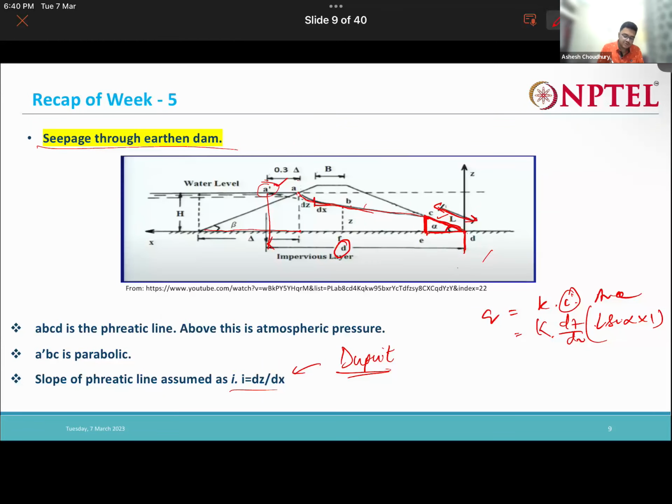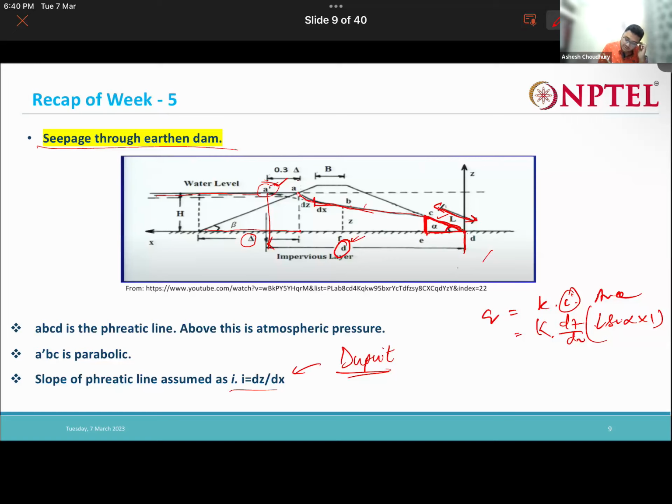So what we know is that we have the cross-section of our dam. If we have the cross-section, obviously we will have this delta, because we know the water level, and we will have the alpha value. Using all these things, we'll also know the D value and we can calculate the A dash value.